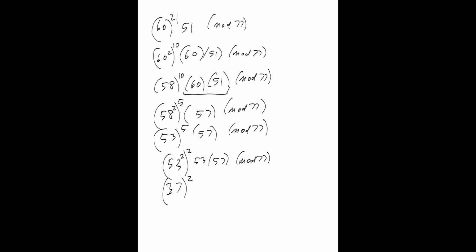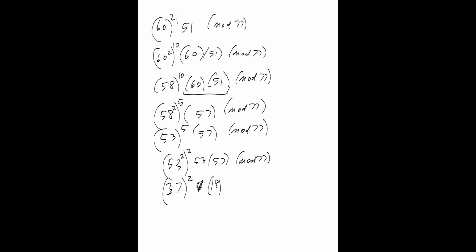So that's 37. And then let me calculate what 53 times 57 is. What is 53 times 57 mod 77? That's 18. 53 times 57 mod 77 is 18.